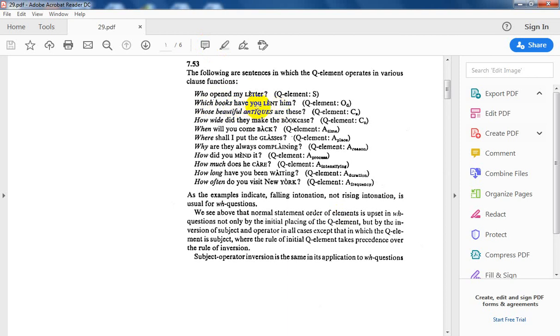This is the subject, but I see that the auxiliary or the operator precedes the subject in the question. We see above the normal statement order of elements is absent in WH questions, not only by the initial placing of the Q element, but by the inversion of subject and operator in all cases.